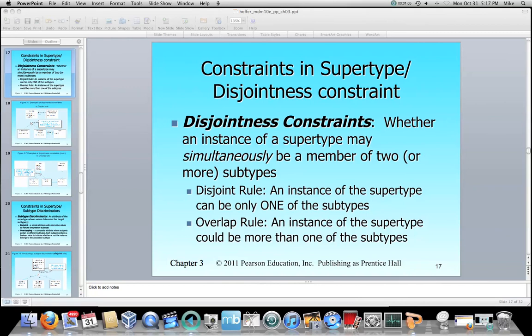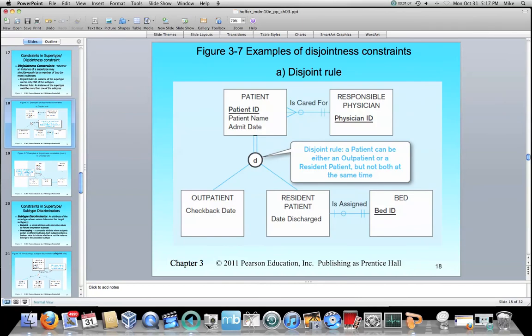So again, let's go back to our example of a patient. A patient will either be admitted and become a resident patient, or they will be sent home and be an outpatient. A patient cannot be an outpatient and a resident patient. So in this case, this is the disjoint rule. A patient cannot be simultaneously both an outpatient and a resident patient.